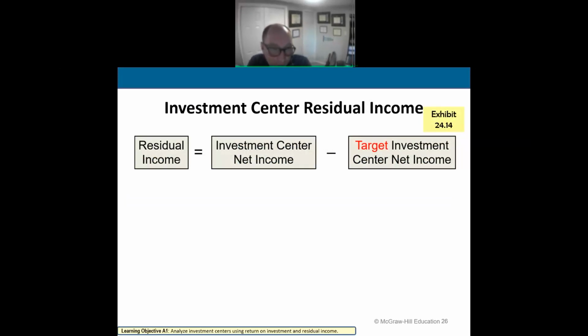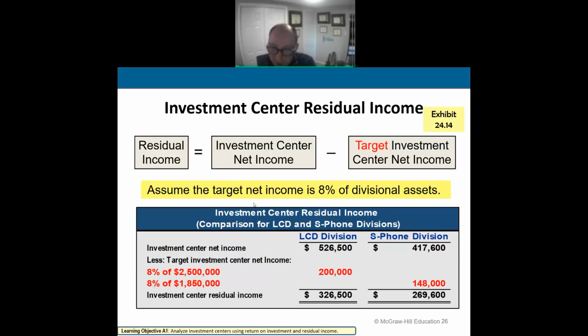It's also important for management to understand what the residual income is. The residual income is where I take the net income from my investment center and subtract the target investment center net income. It's called residual. It's the additional revenue, right? Additional, residual. So income minus my target income equals my investment center residual income. Target income is typically based off of a percentage of total assets. In this example, it's 8%.